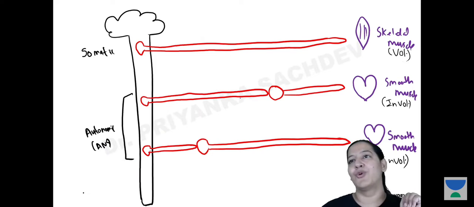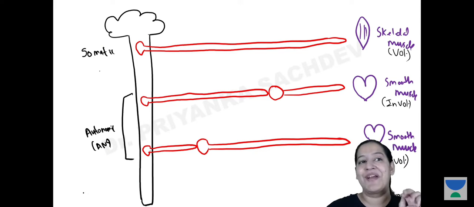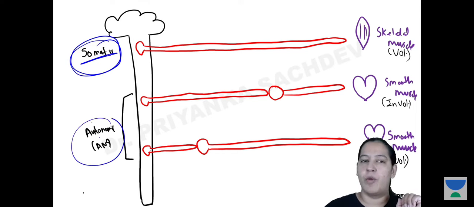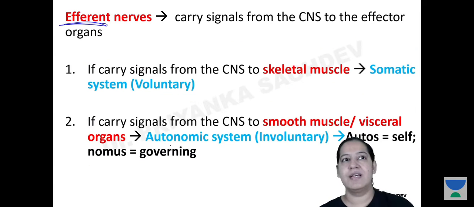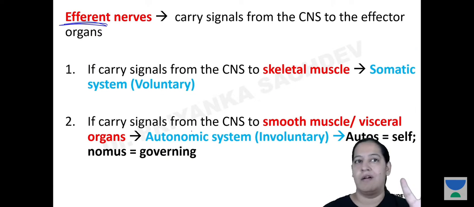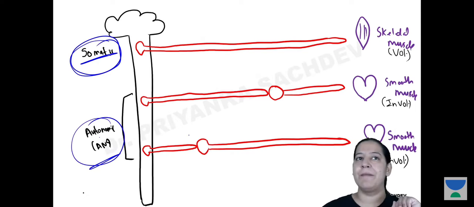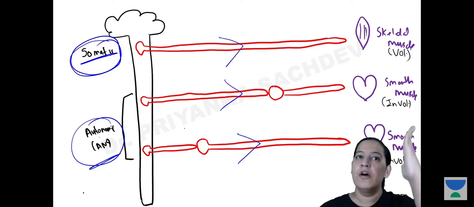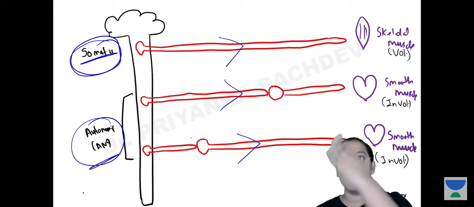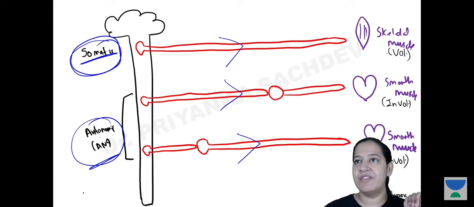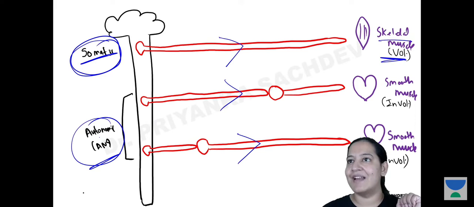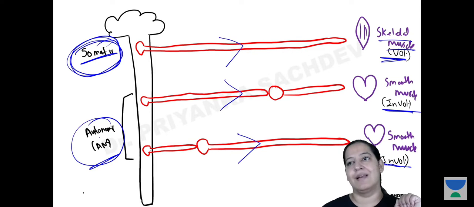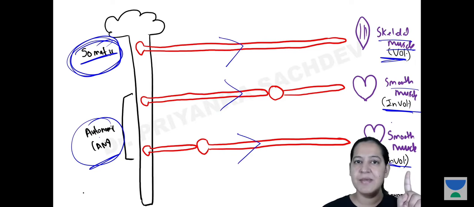Motor nerves are of two types, that is somatic and autonomic. Autonomic nervous system, now it came into role. So somatic and autonomic. These are the two types of motor nerves. You can see. So what is the difference between them? Look at the arrow. The arrow is same. All these nerves are carrying the signal from the central nervous system towards the organ, but depending on what organ they are supplying. So if they are supplying a voluntary muscle, that is skeletal muscle, it is known as somatic nerve.